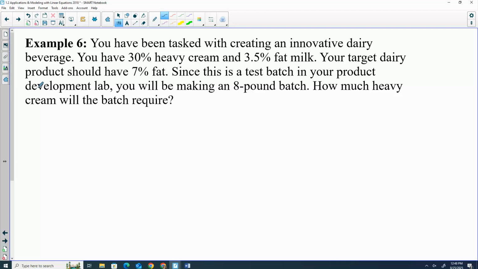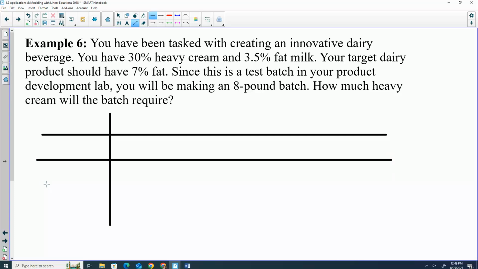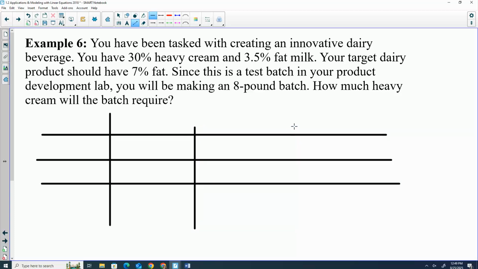Where do I start? Make a table, yes. What formula goes across the top? When I see those percents, I know it's a mixture, so I'm doing my amount times concentration equals amount here.